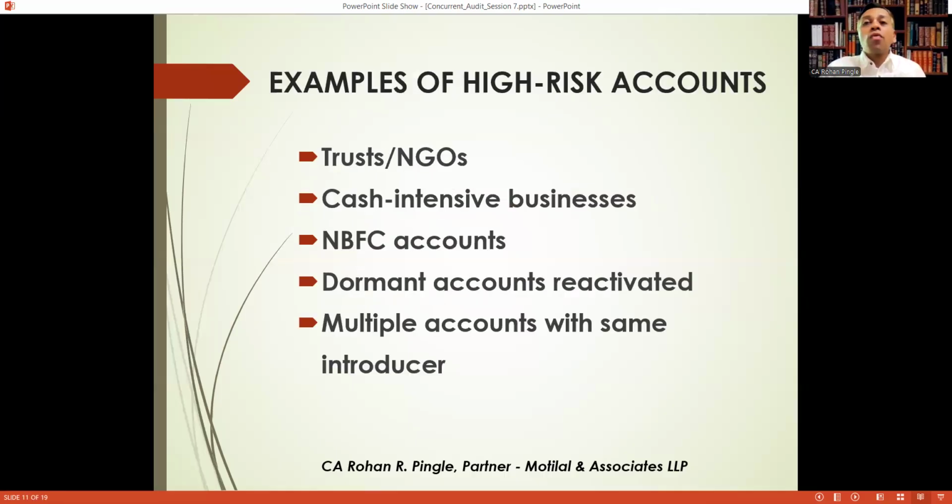Let's see examples of high risk accounts. So high risk indicators: sudden spike in transactions, cash deposits inconsistent with the profile, layered transfers. So what must a concurrent auditor perform? Analytical review and examine unusual patterns. These are the examples of high risk: trusts, NGOs, cash intensive businesses, NBFC accounts, dormant accounts reactivated, multiple accounts with the same introducer. So we need to take care of this.